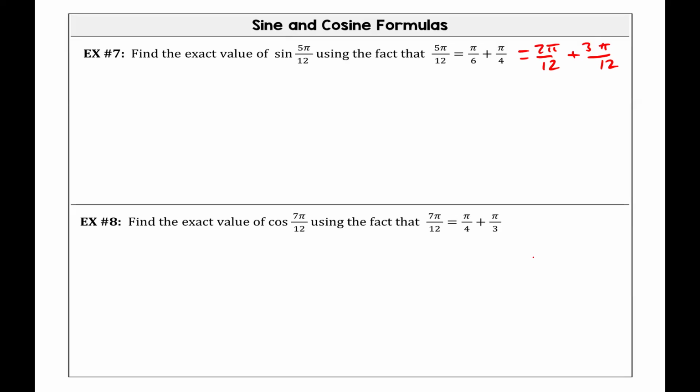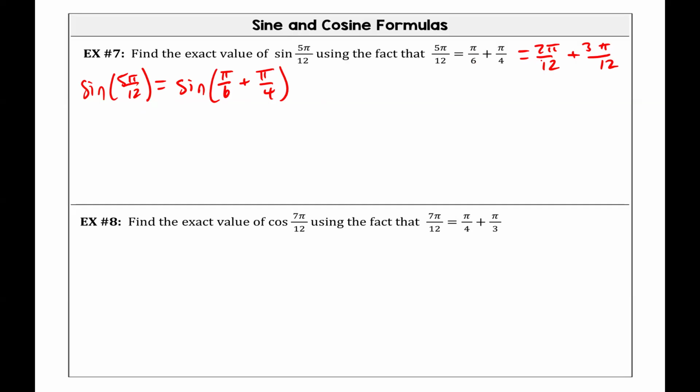Okay, so we're going to use the sum of 2 angles for sine in order to evaluate. So we have the sine of 5 pi over 12 equals the sine of pi over 6 plus pi over 4. We're literally finding two angles that add up to equal that.